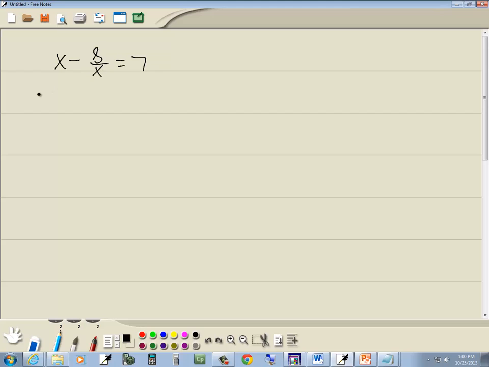So we'll multiply everything by x. That was the second part of that step, is that after you figure out your LCM, multiply everything by it. So I'll multiply the x by it. I'll multiply the 8 over x by it. And I'll multiply the 7 by it. These x's are going to cancel. x times x is x squared minus 8 is equal to x times 7 is 7x.